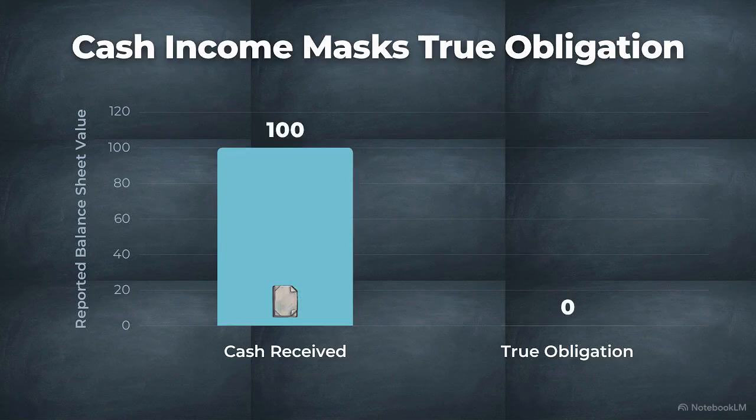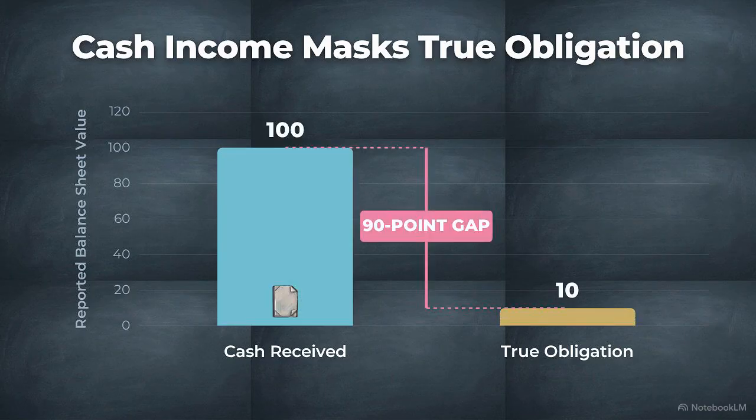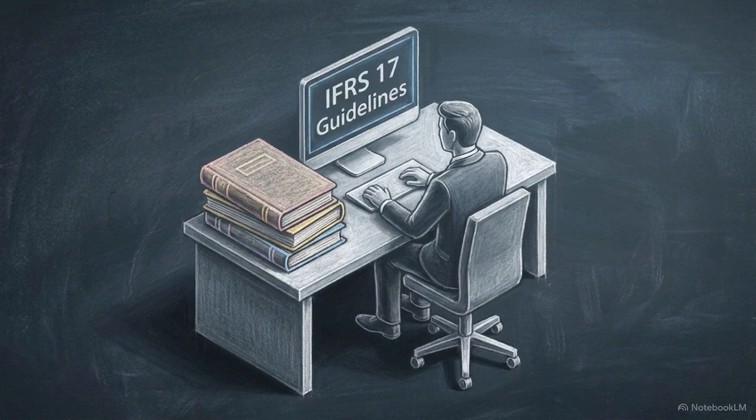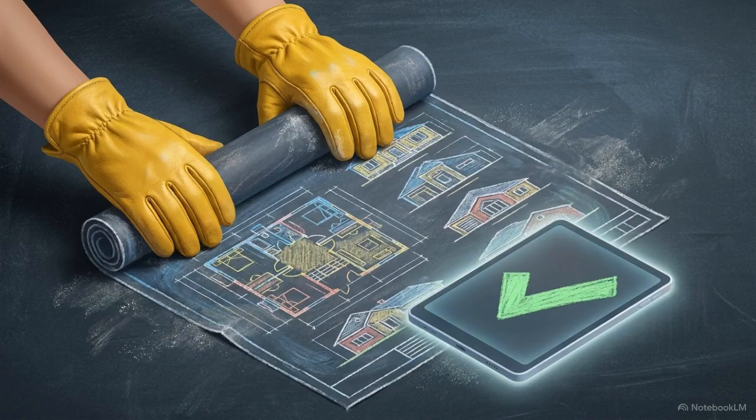Treating cash received as immediate income distorts the balance sheet. It divorces the reported revenue from the actual economic exposure and risk the insurer is holding. IFRS 17 forces a departure from this cash receipt model. It requires insurers to report based on current fulfillment and actual service delivery.